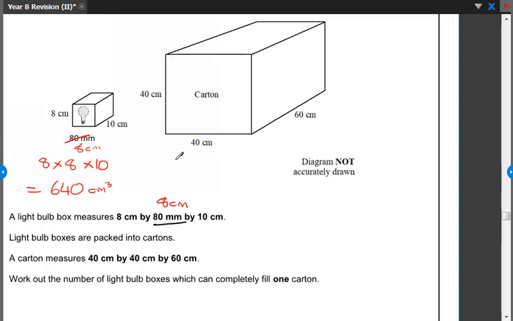Same here. So this one, we're going to have 40 times 40 times 60. So if you're very good, 4 times 4 is 16, times 6 is 96. So that equals 96, and we have 1, 2, 3 zeros. And it's centimeters cubed.